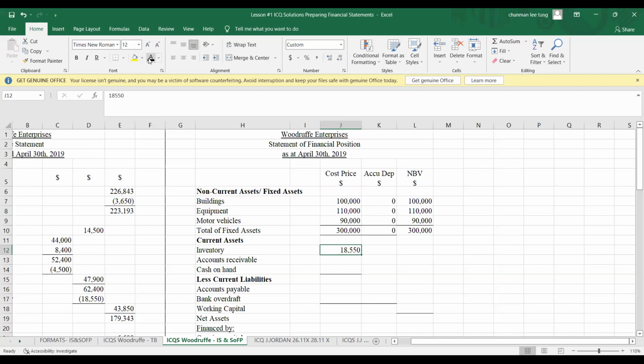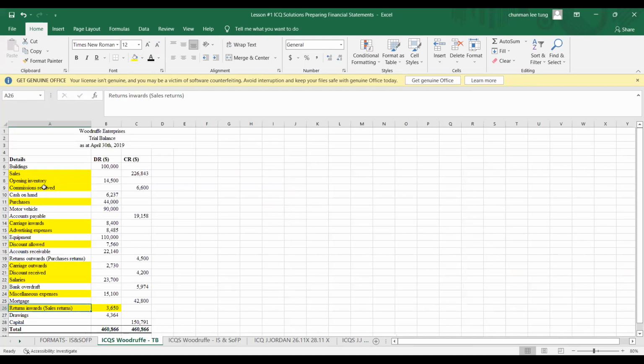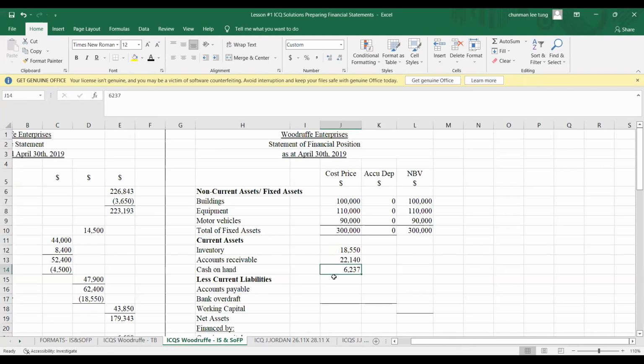Next figure is debtors, also called accounts receivable, 22,140, and then we had cash on hand, 6,237. We saw all that in the trial balance. So I hope you all know what you're doing. You're ticking them off over here, right? But I'm moving on. So we're going to total our current assets. Total of current assets equals 46,927. Just double checking. 46,927, correct.